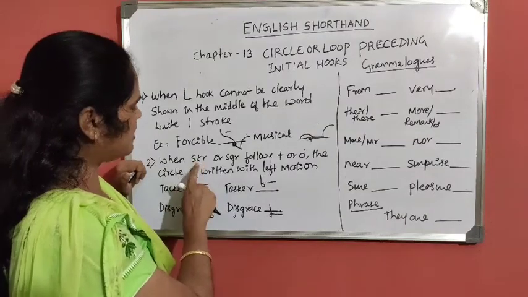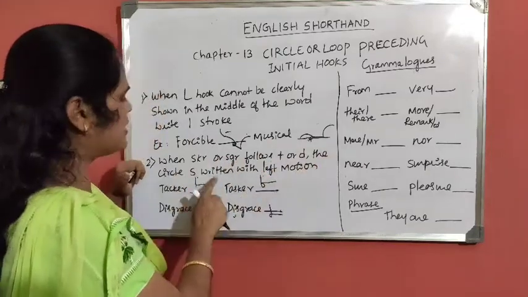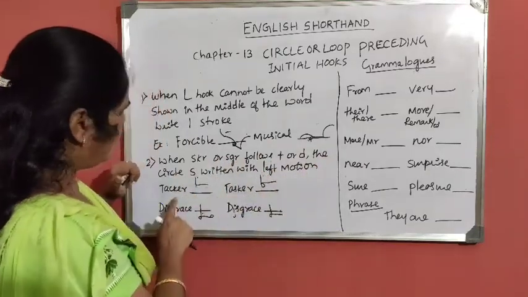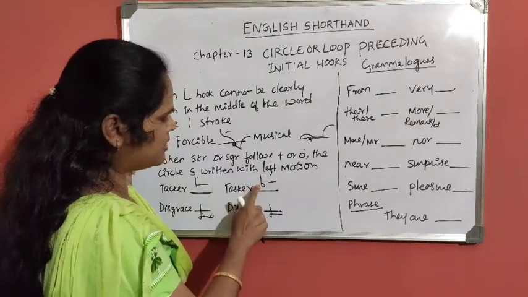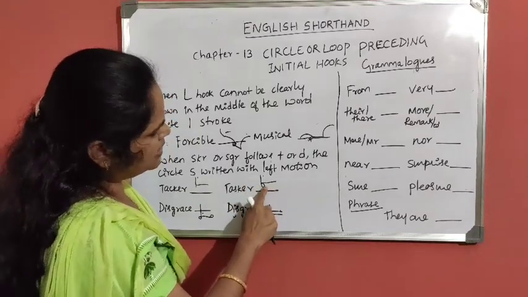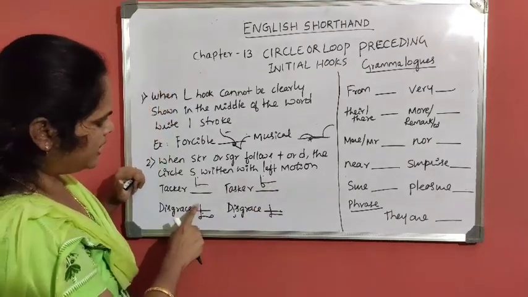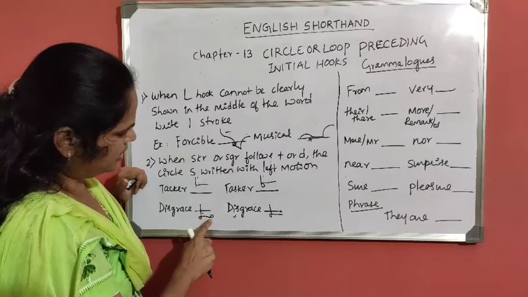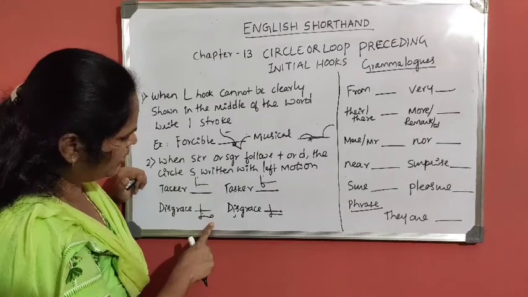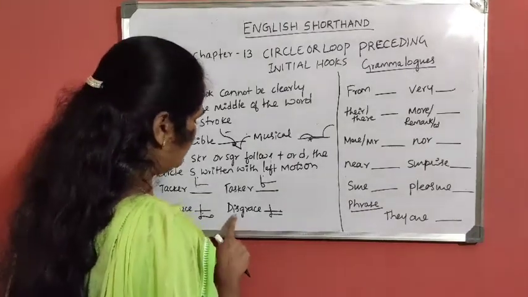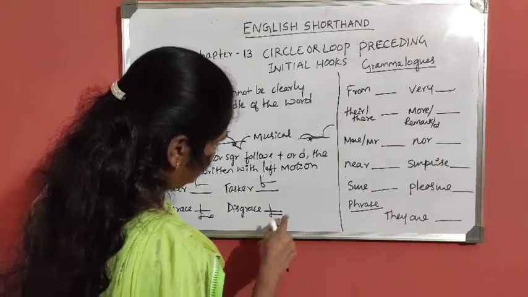When SKR, circle S plus cur, or circle S plus gur follows T or D, the circle S is written with left motion. Tacker, T plus cur, A vowel above the line. Tasker, T circle S cur. Here circle S and R hook is also included for this K. Then disgrace, D through the line, circle S, G circle S. Here this circle plus R hook is included for this G. Disgrace.